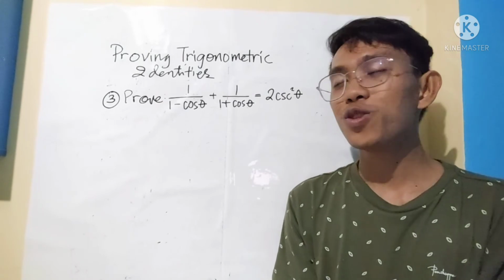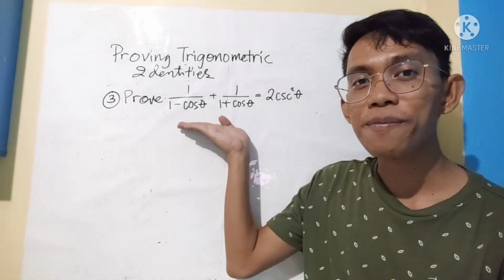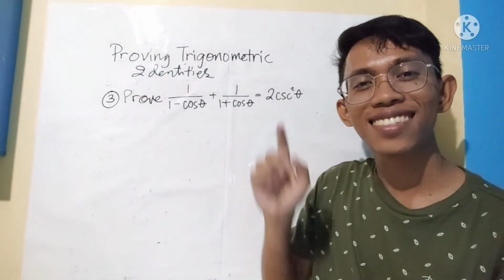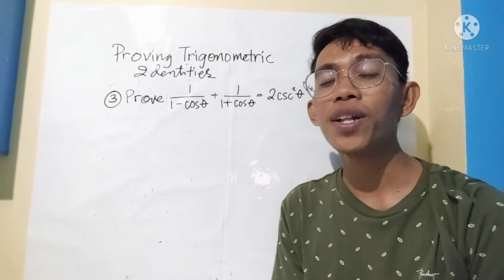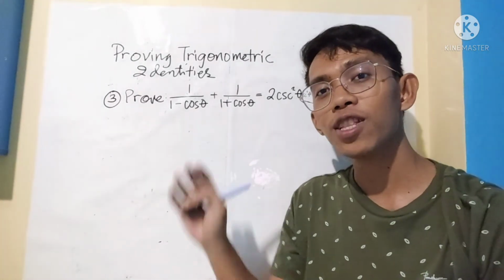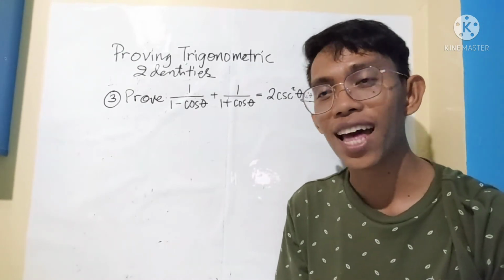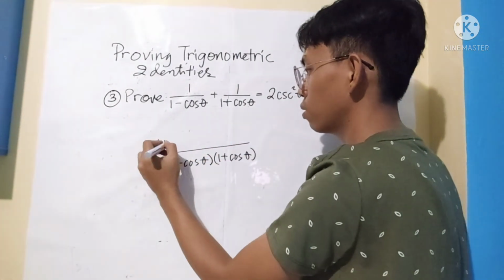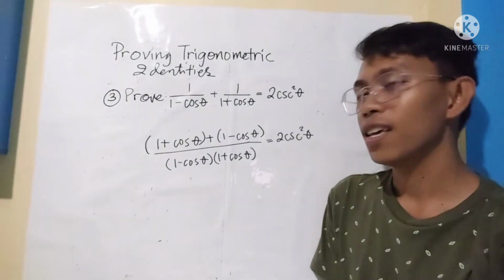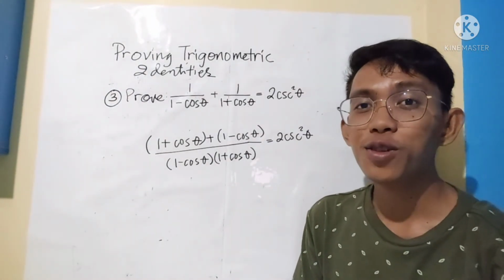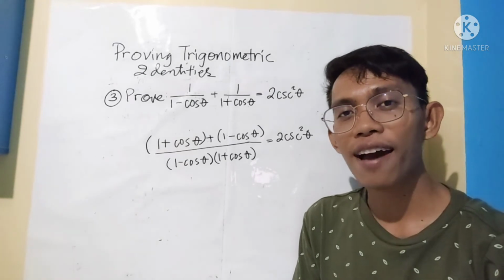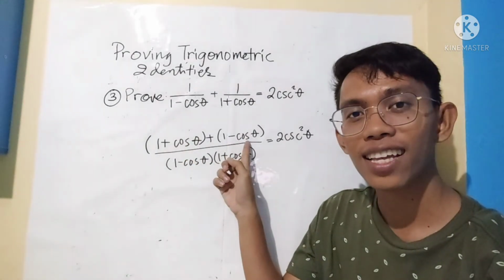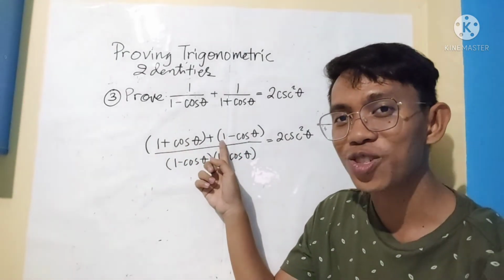For our last item, gusto naman natin i-prove that this sum is equal to twice the cosecant square of a theta. So our first step here is we will try to express yung sum into a single expression. Dahil nga yung pinupuntahan natin is a single expression. Next is, pwede nating i-simplify yung numerator. And what we'll have is 2. Dahil makakancel yung cosine theta and the negative cosine theta. So we have 1 plus 1 and that is 2.